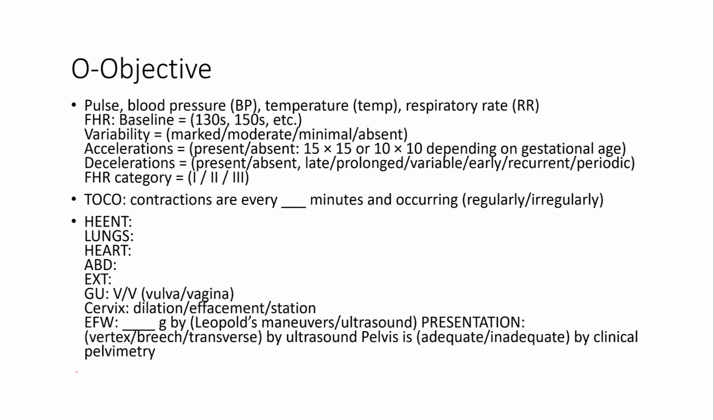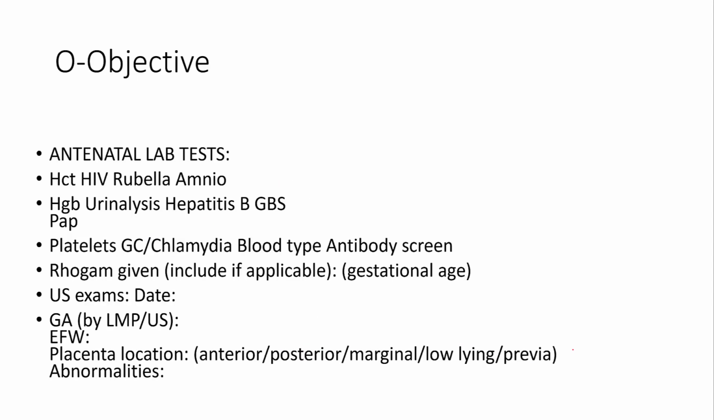Then your objective is fetal heart rate, pulse, BP of the mother, temperature, variability of the CTG, accelerations, decelerations, and categorization of the fetal heart rate trace and the contractions, uterine activity. Then your general examination: head, eyes, ENT, lungs, heart, abdominal and external genitalia, genitourinary, cervical dilatation, and estimated fetal weight after Leopold's maneuvers, as well as the presentation. And if there has been any ultrasound, whether the baby has been assessed with weight.